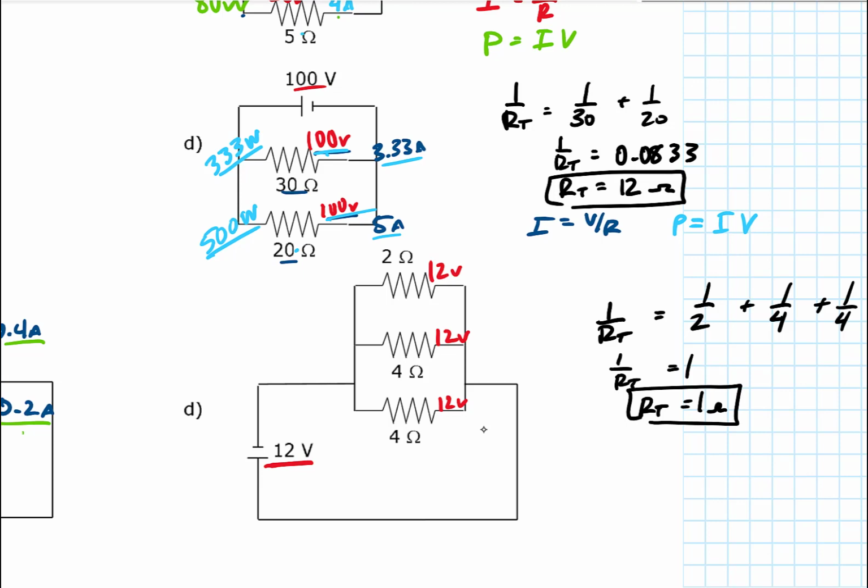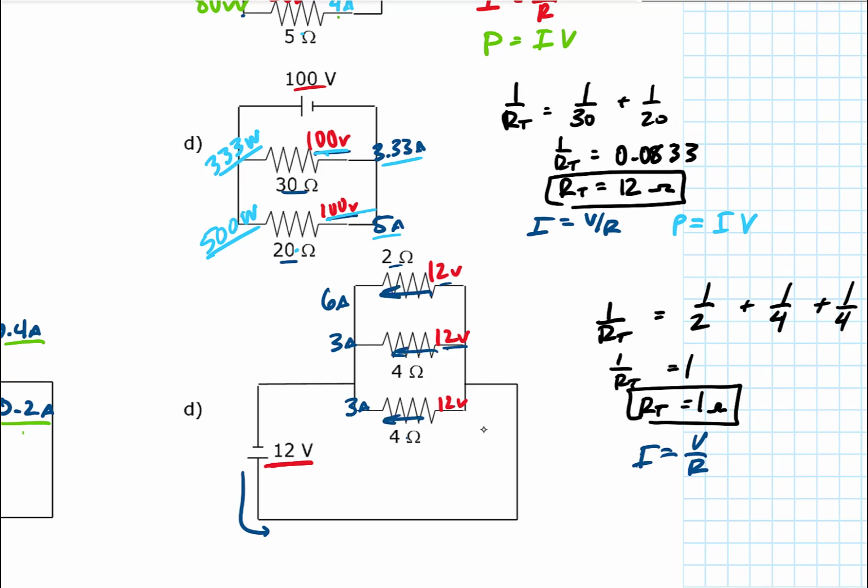If we want to find the current, it's the voltage over the resistance. So for the top one, it's 12 volts over 2 ohms, so we have 6 amps going through here. For the next one, it's 12 volts over 4 ohms, so we have 3 amps going through here. And the last one, it's 12 volts over 4 ohms, so again, we have 3 amps going through here. Remember that current goes in the direction of positive flow. So that's the direction of all the currents.